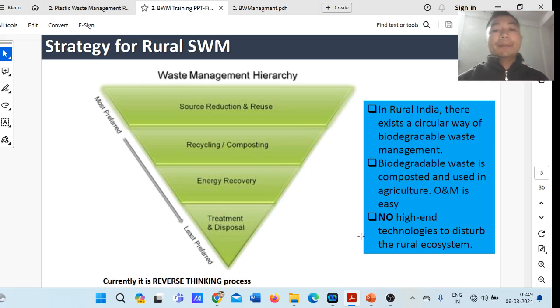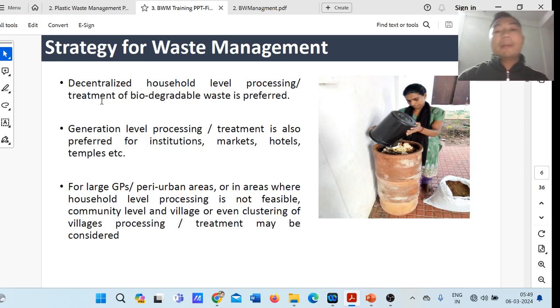In these pictures I'm showing the waste management hierarchy: source reduction and reuse, recycling and composting, energy recovery. The amount of generation is in a reverse direction here. It is in a reverse pyramidal form, where the amount of generation is this big, but recycling is less, energy recovery is less, and disposal is also less. So it is very much reversed currently, in a reverse thinking process. This is the strategy that we see now.